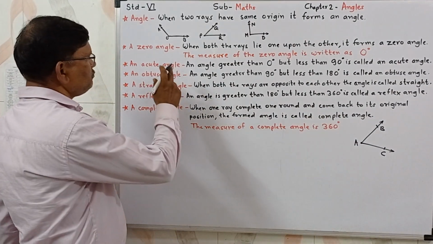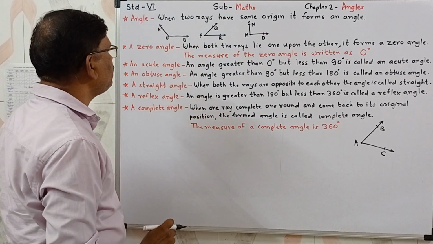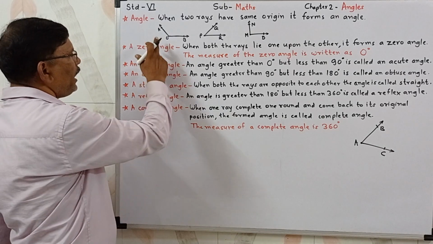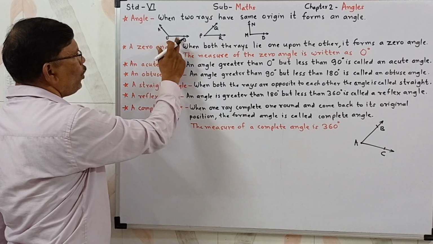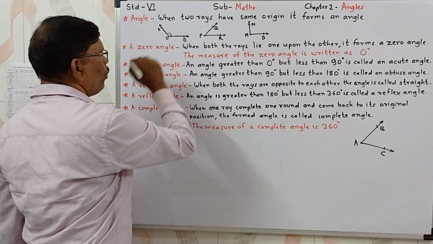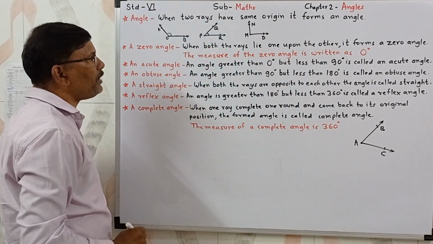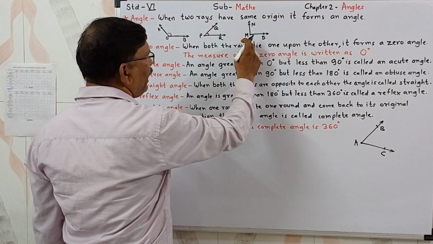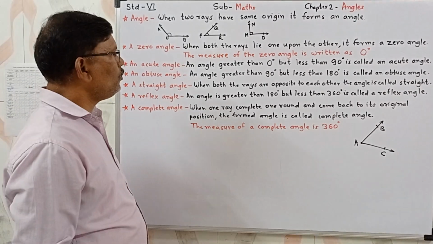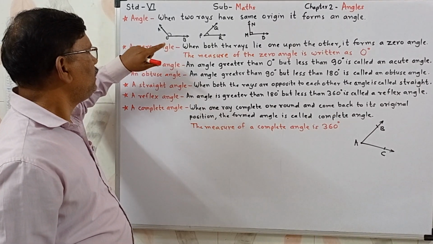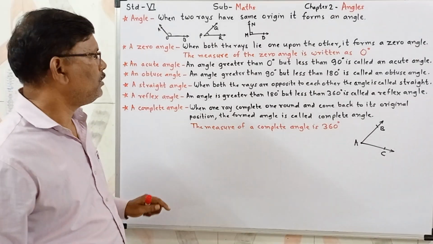Angles are written in these ways, and this is how to read them. Angle AOB means the main angle is O. Angle QPR means the main angle is P. Angle NMD, the main angle is M. This is how we can read angle AOB. Understood?